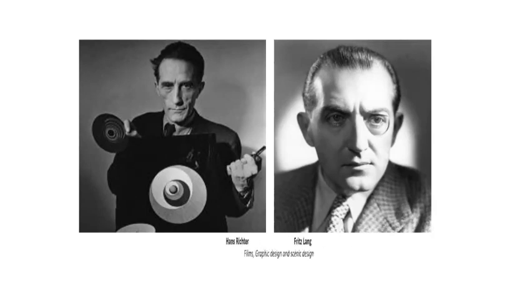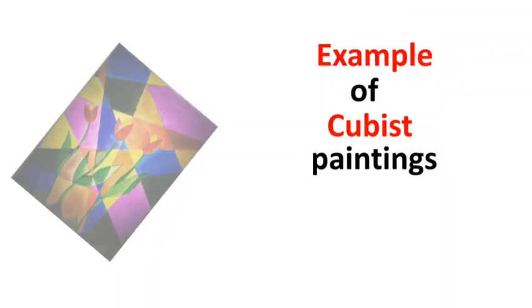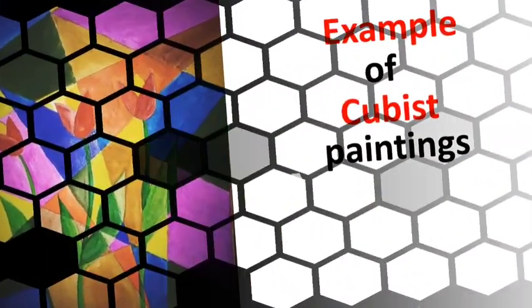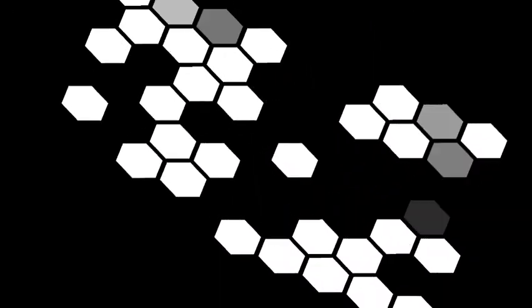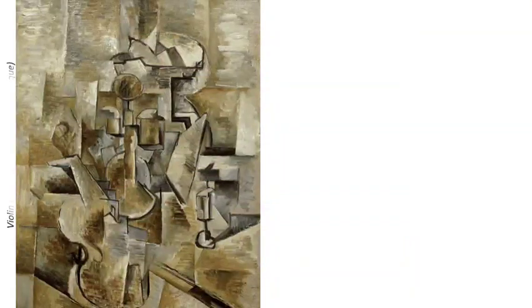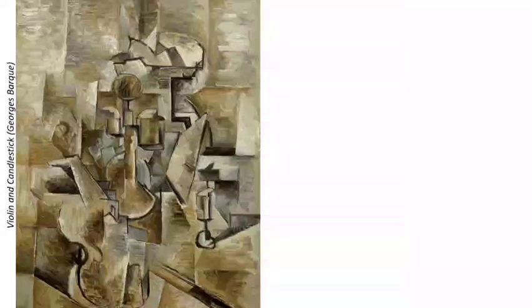Some examples of Cubist paintings are the following. Violin and Candlestick, Georges Braque. This is an early example of analytical Cubism. In the painting you can see the broken up pieces of the violin and the candlestick. Many different angles and blocks of the objects are represented to the viewer. Braque said that this style allowed the viewers to get closer to the object.